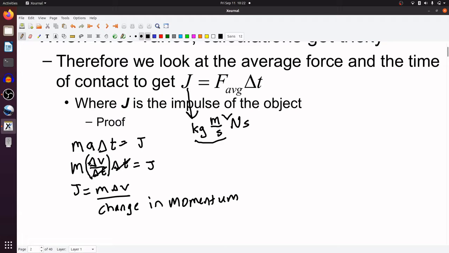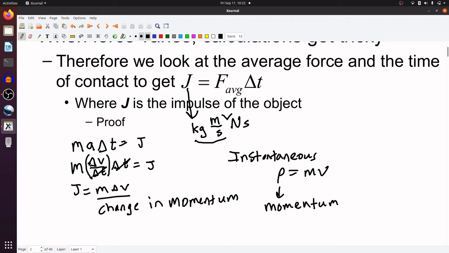Instantaneous momentum is simply p equals mv. So p is known as momentum. J is impulse. p is for an instantaneous momentum, whereas J is for a change in momentum. So that's the big difference between the two. We will utilize instantaneous momentum later on in the chapter, but I'm just introducing it now so you have an idea.